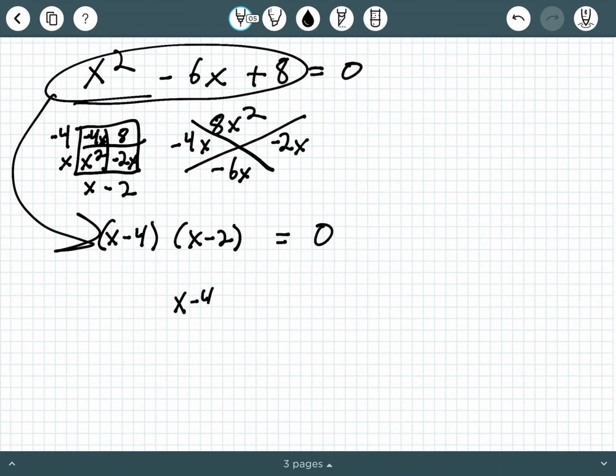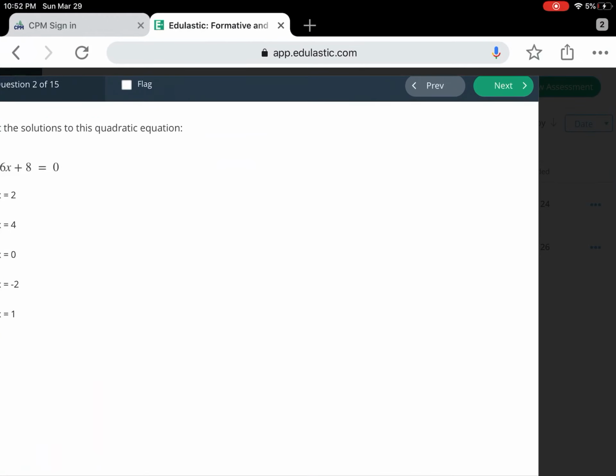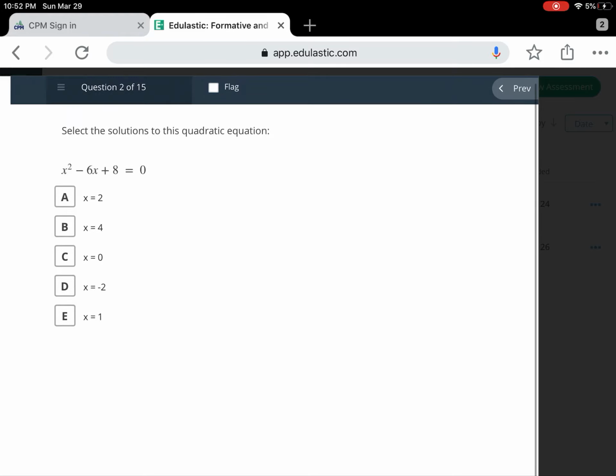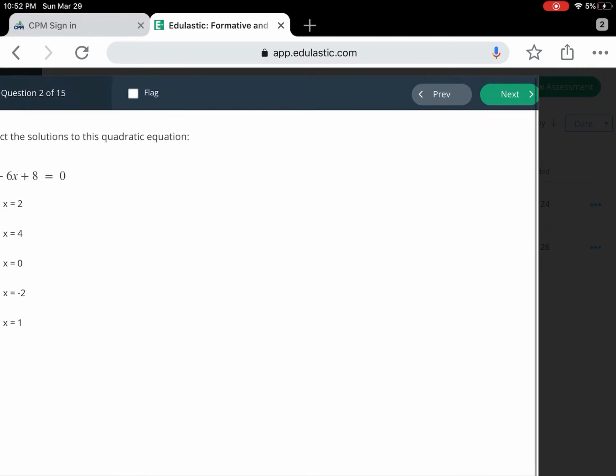So x minus 4 could equal 0, or x minus 2 could equal 0, and that means x is equal to positive 4 and x is equal to positive 2. So those are our solutions. If we go back and check, sure enough, I see x equals 2 and x equals positive 4 as our first two choices, so we should select both of those.